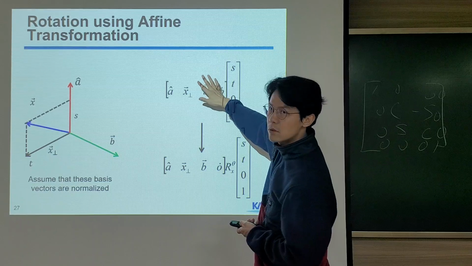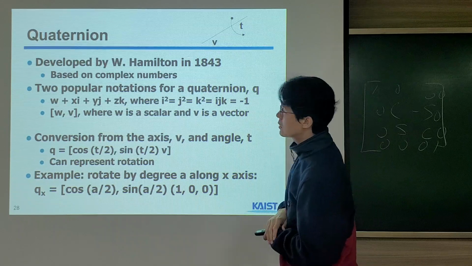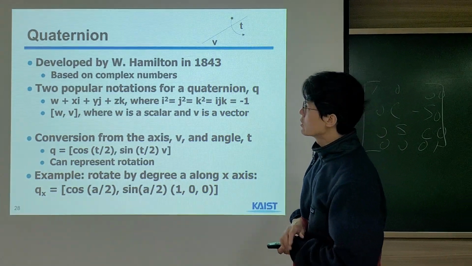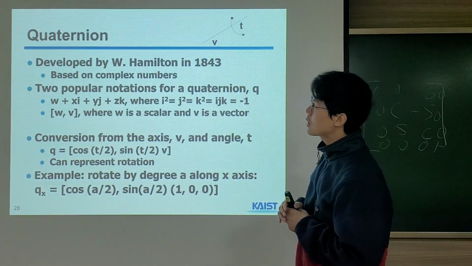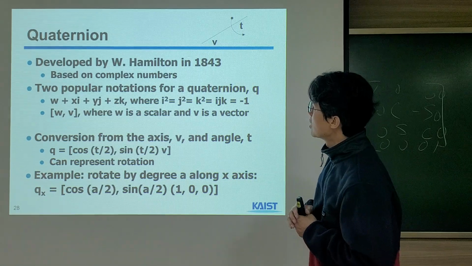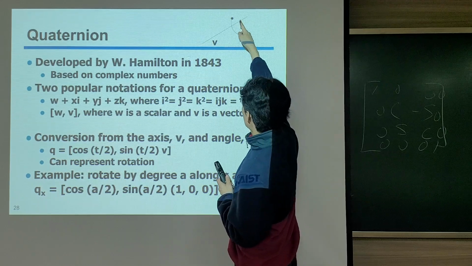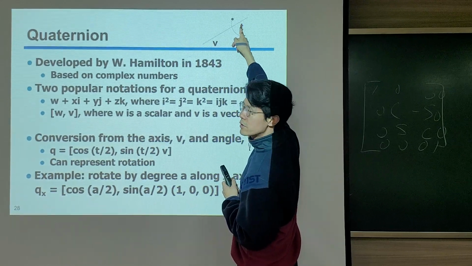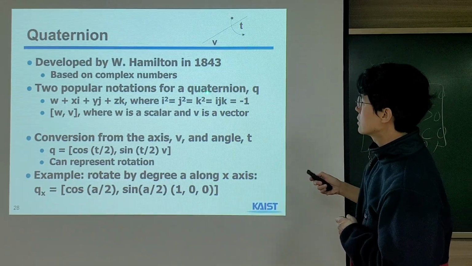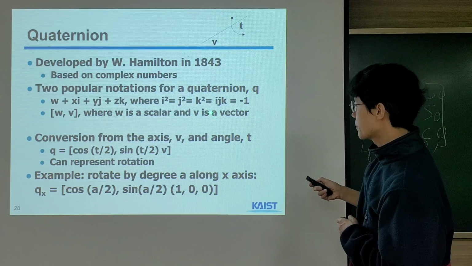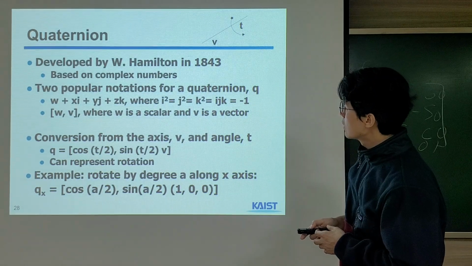Actually, this was one simple rotation technique using the affine transformations. Also, a lot of game engines use the quaternion. But this is also based on complex numbers, and it's a little complicated, so I'm not going to talk about these low-level details. But its main idea is that the quaternion directly supports rotation along an arbitrary rotation axis, in this case v, by an amount of t. There is some other notation and information, but I'm not going to talk about these low-level details.